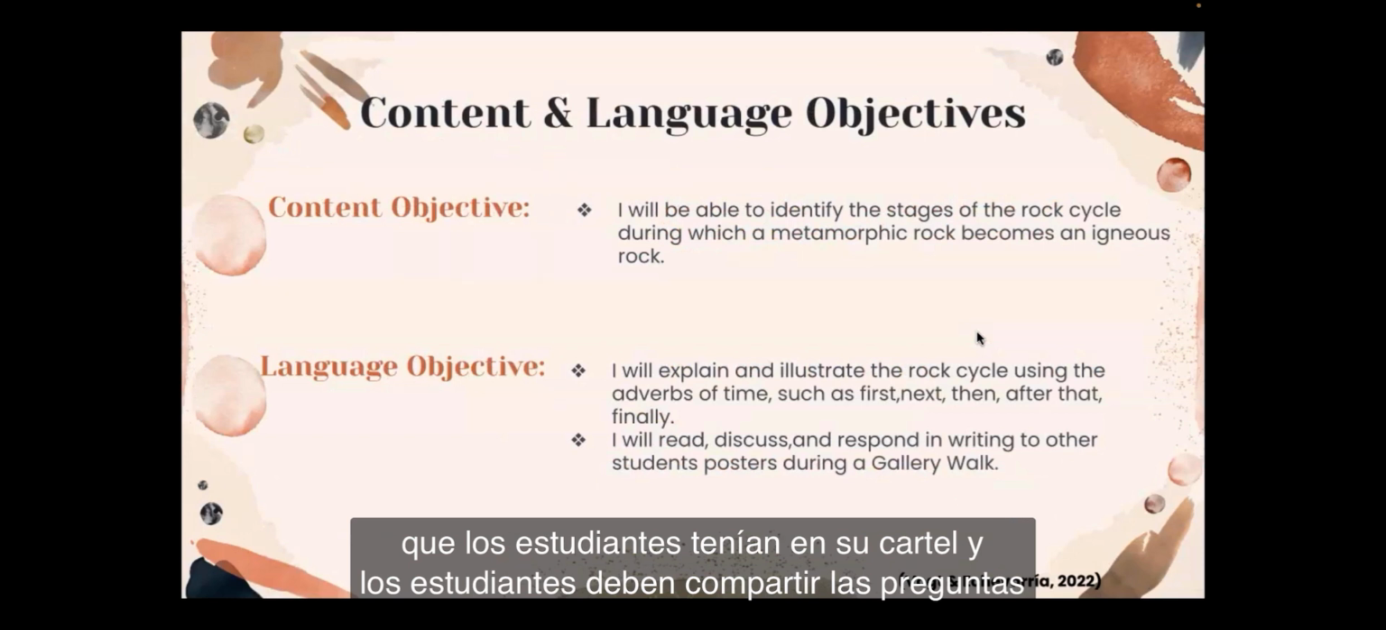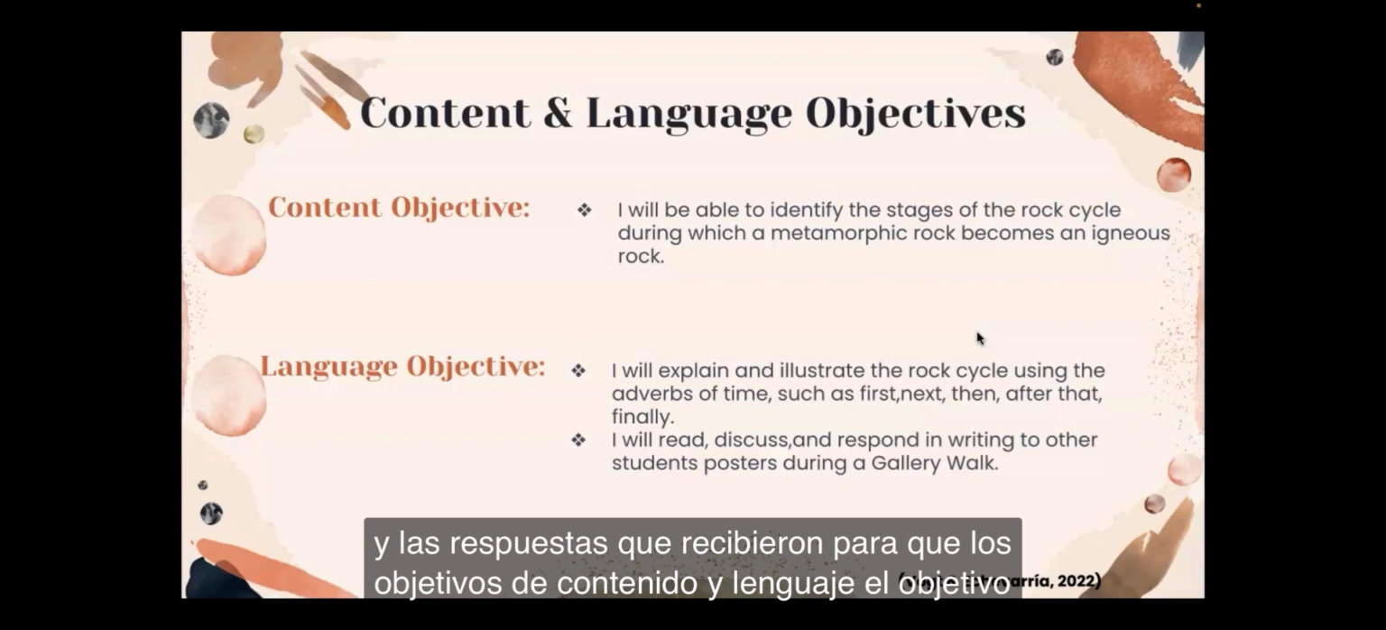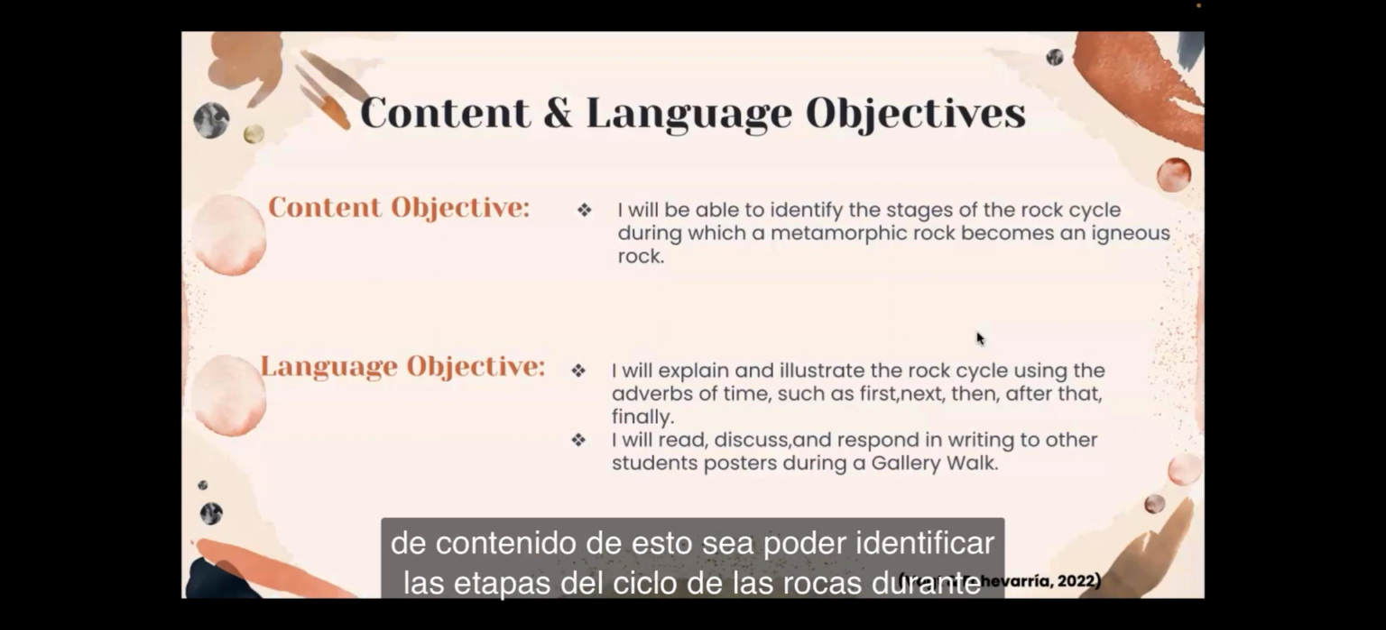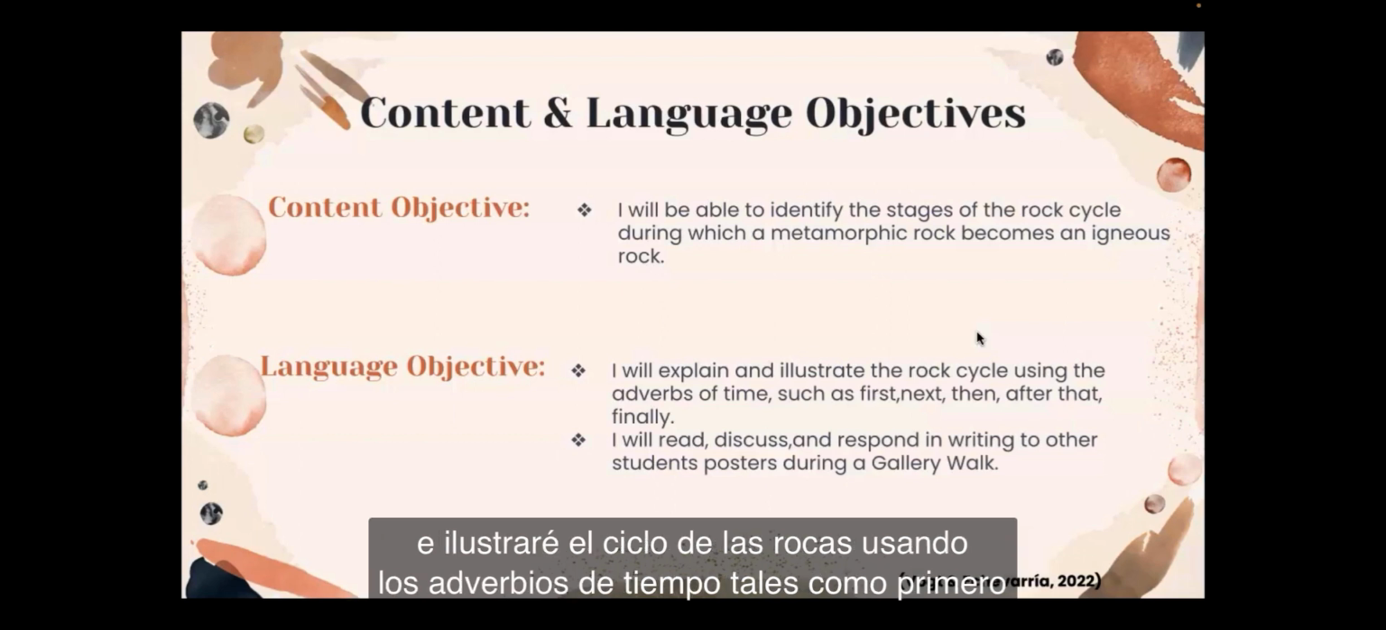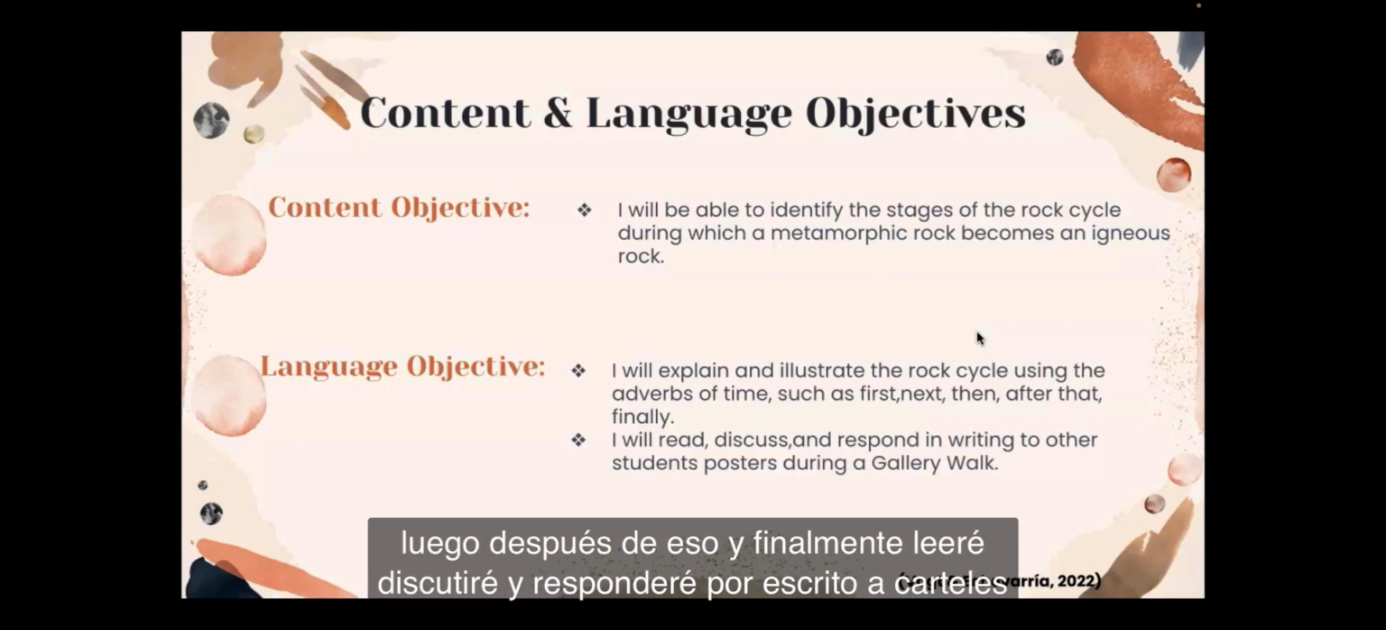So the content and language objectives. The content objective of this will be, I will be able to identify the stages of the rock cycle during which a metamorphic rock becomes an igneous rock. The language objective, I will explain and illustrate the rock cycle using the adverbs of time such as first, next, then, after that, and finally. And I will read, discuss, and respond in writing to other students' posters during a gallery walk.